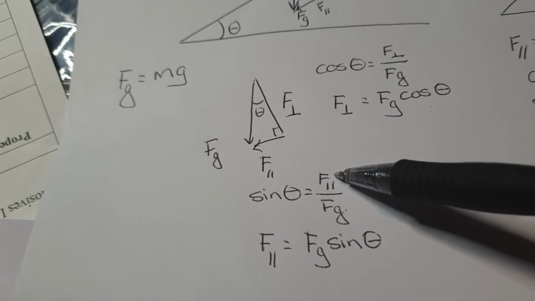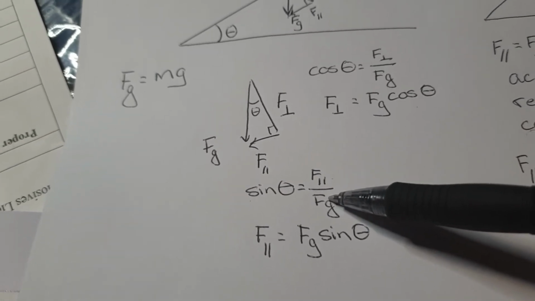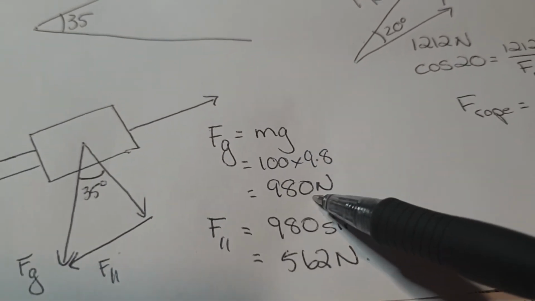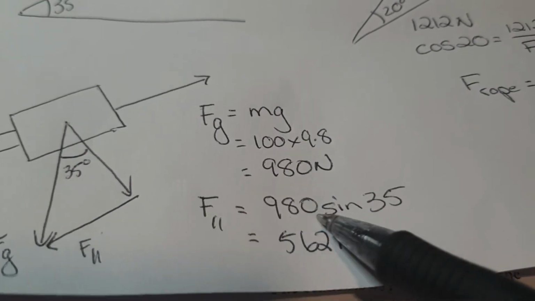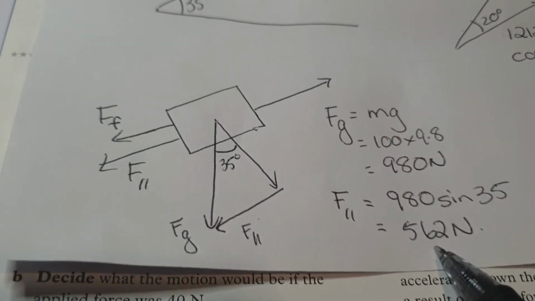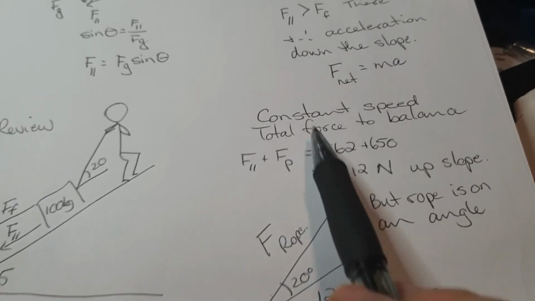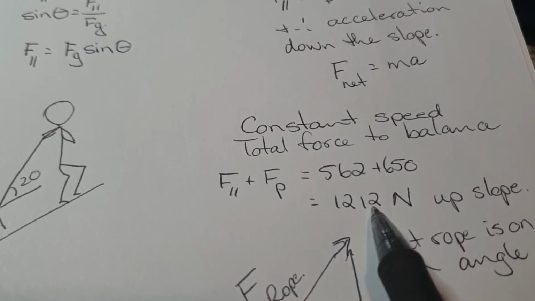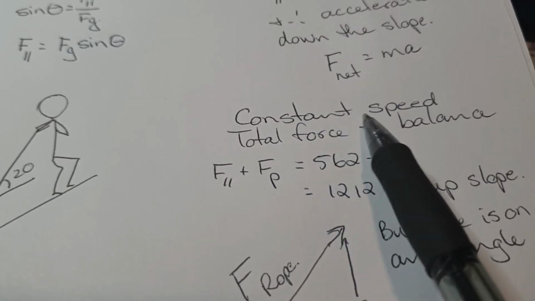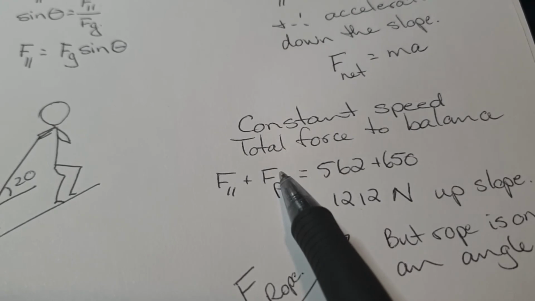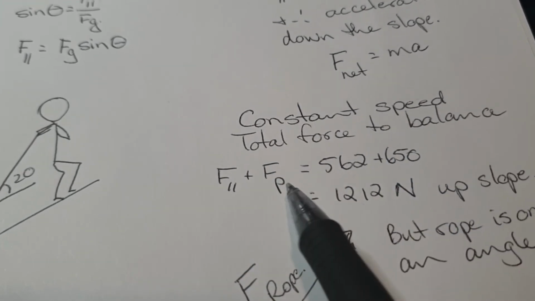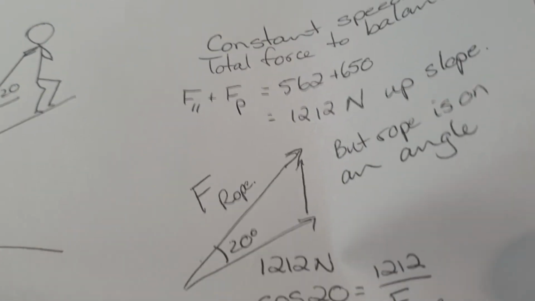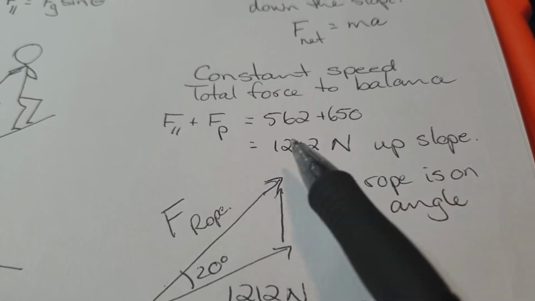Sine theta is the force parallel divided by the weight, Fg. Right, so down here, Fg is mass times 9.8, rightio. 980 sine 35, 562 newtons. So that means we've got a total 562 plus 650 of 1,212. It's a constant speed, so I know that it's balanced. So the total force to balance that plus that is going to be 1,212 up the slope. Now we've got to remember the rope is on an angle, so we're not finished.